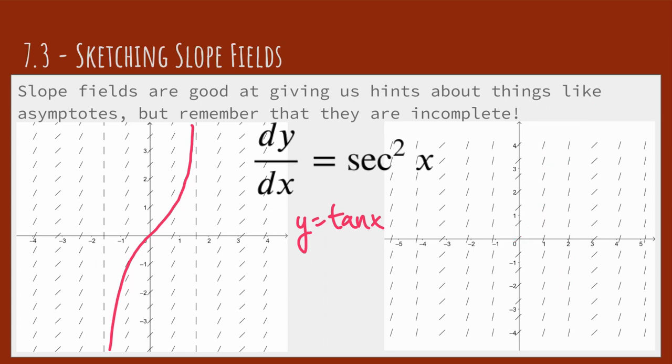So slope fields are good at giving us hints about horizontal asymptotes like we saw in the last example, and vertical asymptotes like we see here, but they're not perfect. Since we are only looking at slopes at a finite number of points, we might be missing some important information. So it's important that we know enough about what we're trying to do that we know what kind of information might be missing and account for that when we are doing problems involving slope fields.